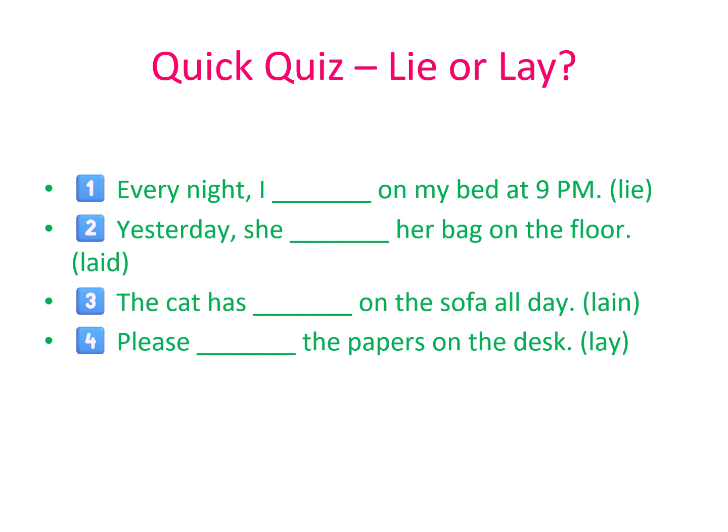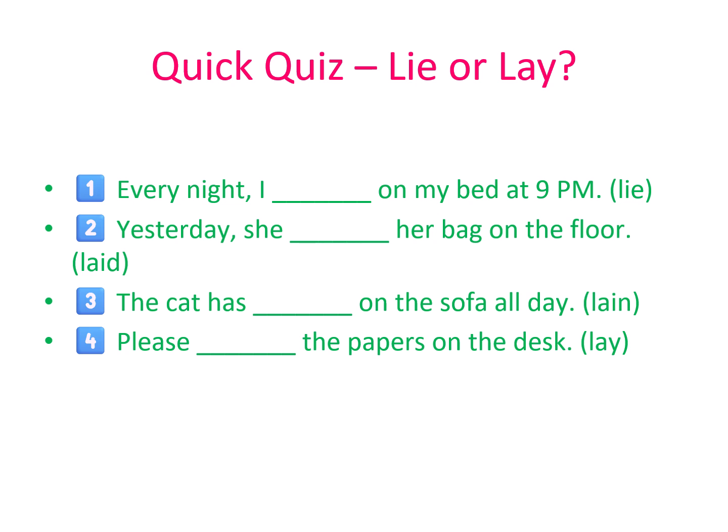Question 2. Yesterday, she blank her bag on the floor. She's placing her bag, so it's an object. The correct answer is laid. Question 3. The cat has blank on the sofa all day. The cat is resting. And has means we need the past participle of lie, which is lain.